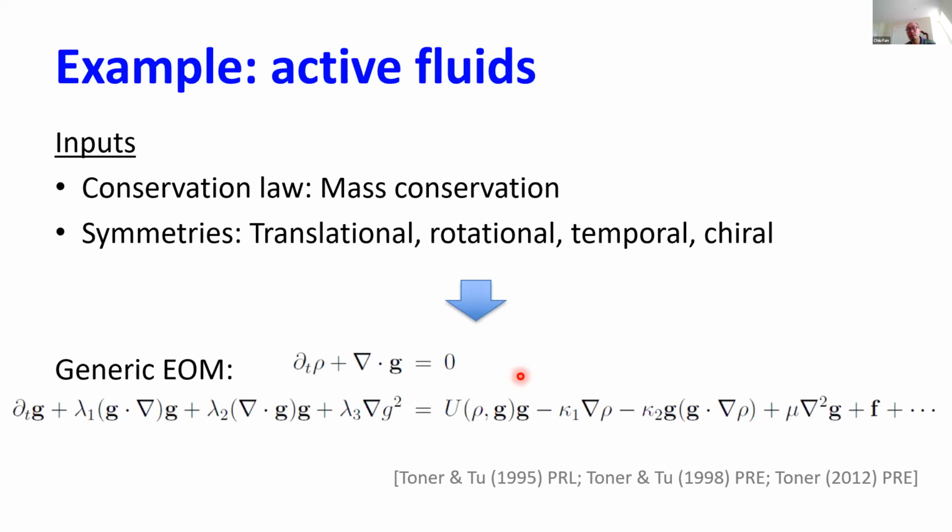And that's what Toner and Tu did in 1995. They started off with these symmetries and conservation law, and then derived the generic equation of motion that describes active fluids. So we have mass conservation giving us a continuity equation. Rho is the density field and G is the momentum field. So this equation itself is constrained by mass conservation.